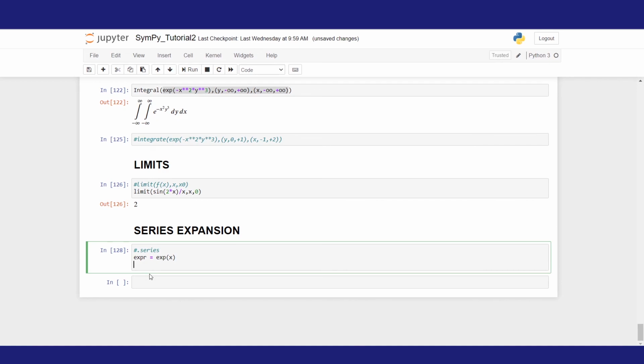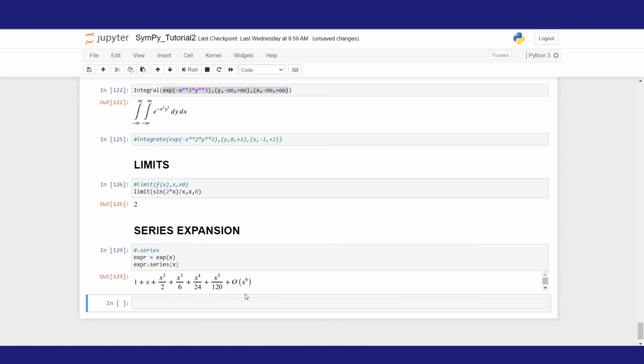So let's see how we can expand this. SymPy by default expands the series up to the highest power of 6. You can specify the order of your expansion, or you can just leave it open and by default it will be to the power 6. Let's see how we can do that. We use expression dot series, specify the symbol, and then run. When I do that, it stops at the order of 6.